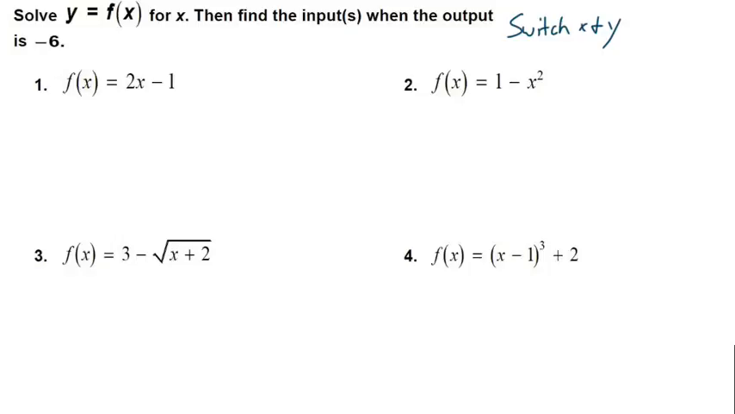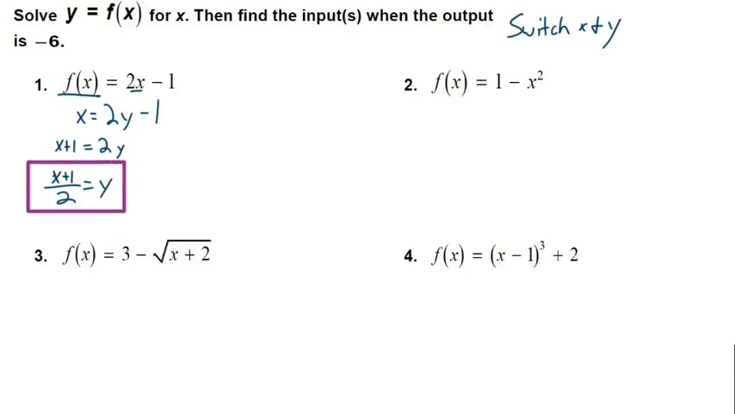So the first thing we're going to do, if we're going to find the inverse of this equation, is switch x and y. Instead of a y, we put an x, and instead of an x, we put a y, and resolve. If there were two x's, we put two y's. If there are four x's, we put four y's. One for every x, we put a y. So this becomes x plus 1 equals 2y divided by 2. X plus 1 divided by 2 equals y. And that is your inverse function.